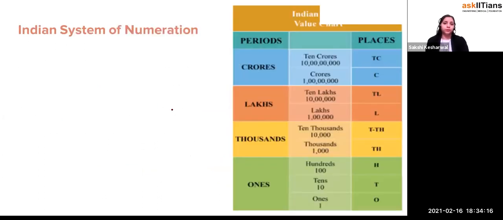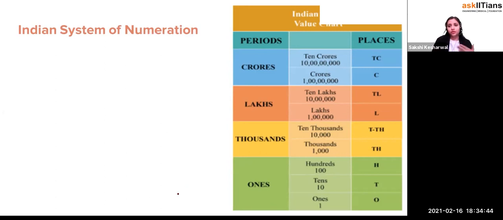Now, what are the Indian system of numeration periods? If you go on multiplying by 10, you see the number of zeros increasing. 100 has 2 zeros, 1,000 has 3 zeros, 10,000 has 4 zeros, lakh has 5 zeros, 10 lakh has 6 zeros, crore has 7 zeros, and 10 crores has 8 zeros. This is known as the period.